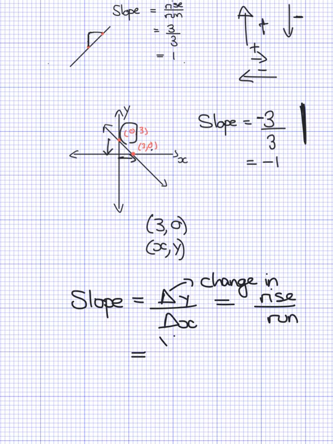So what we can say is we do y2 take y1, the second value or the final value of y, minus the initial value of y. And then we've got x2 take x1. So we're doing the final value of x minus the initial value of x.